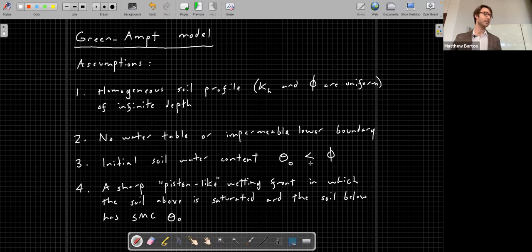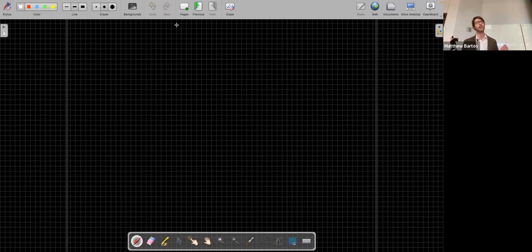I would say all of these assumptions are not realistic, but this fourth one is probably the most consequential, because it doesn't really occur this way in practice. Usually you'll have a gradient in your wetting front, but making this assumption is going to allow us to derive a closed form solution. Okay, great. So let me go ahead and draw out what's going to happen here. I'll first go over the idea of the Green-Ampt model conceptually, and then I'm going to start putting numbers on it, so you can see how it works out.